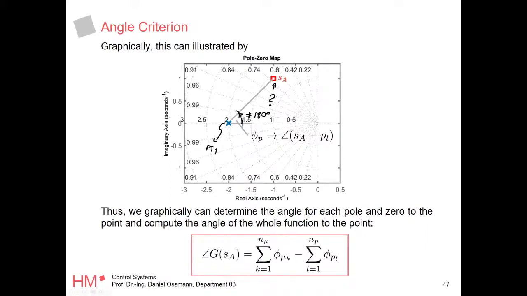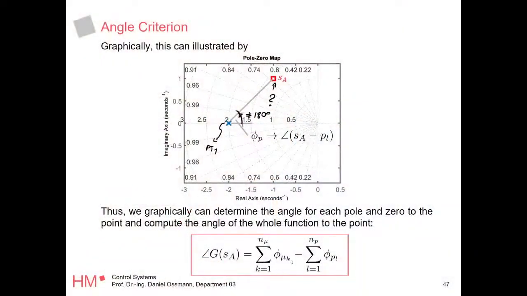So what you graphically need to do if you have a more complex system is take the desired point, calculate all the angles, and then sum them up. You add the angle if it's a zero. So let's say you have a zero here, this would be your angle. You can measure it with a ruler, or you do a Pythagoras. That angle adds up positively, and if it's a pole, you need to subtract it. If the result is 180 degrees, you know you can reach the point. This is all you have to do, right?